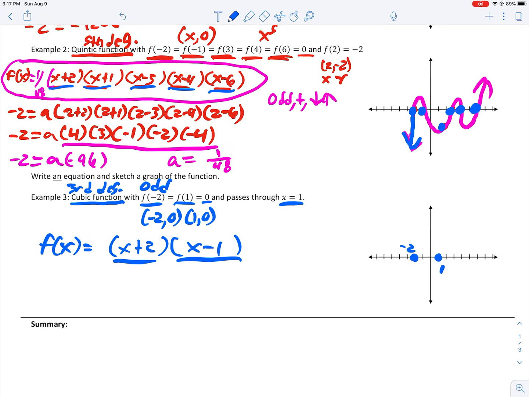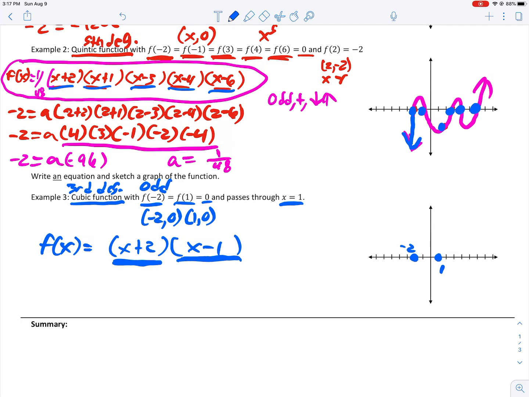Why is it x plus 2? Because what do you plug into x plus 2 for x to get 0? Negative 2. What do you plug in the factor x minus 1 to get 0? 1. So again, when they give you the zeros, the x-intercepts, if you're writing the equation, you're going backwards. So if it's x equals negative 2, then the factor would be x plus 2. If the x-intercept, the 0, is 1, then the factor would be x minus 1.